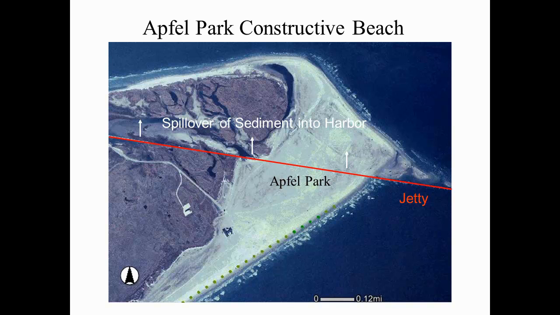This is one of the few stretches of beach along Galveston that's actually growing at a rate of several feet per year because of these processes. Basically what's happening is that the jetty is just causing all the sediment to pile up around it. And as a result, this is one of the few constructional beaches that are found along Galveston.